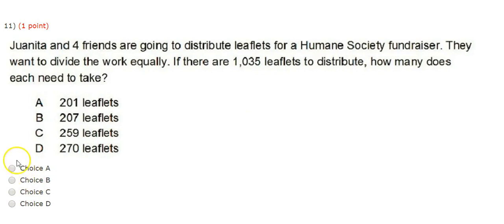Number 11. Juanita and 4 friends are going to distribute leaflets for a Humane Society fundraiser. They want to divide the work equally. If there are 1,035 leaflets to distribute, again, distribute means to pass out to people, how many does each need to take? So again, Juanita and 4 friends are going to hand out 1,035 leaflets. How much does each person need to distribute?